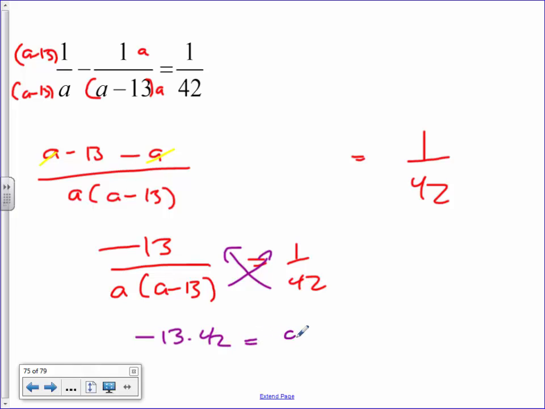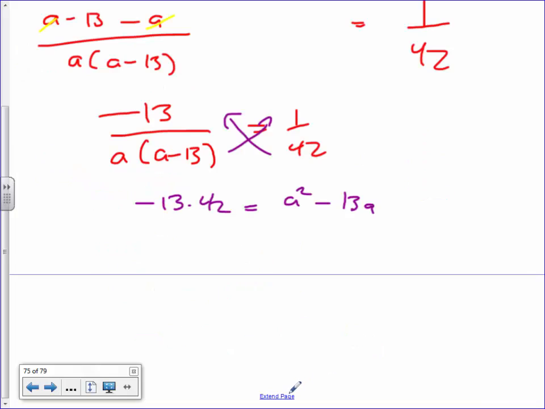13 times 42 will equal a squared minus 13a. Alright. What is 13 times 42? It is 546. Thank you.